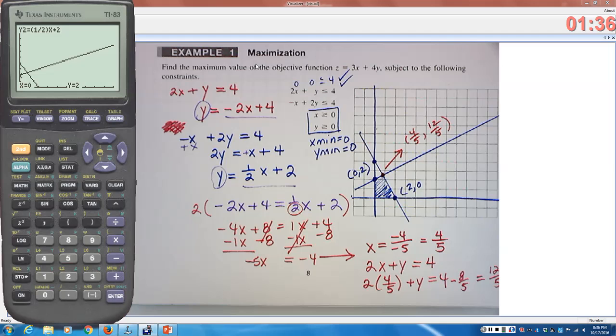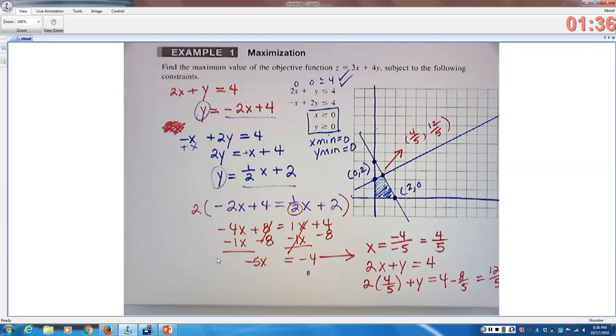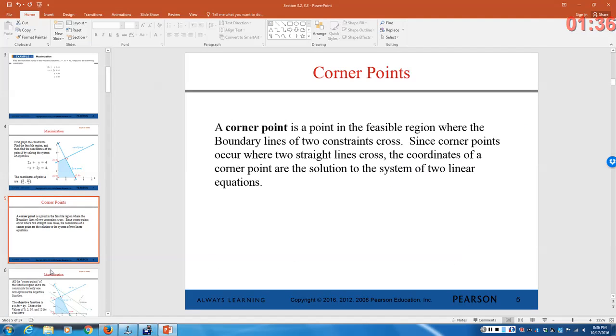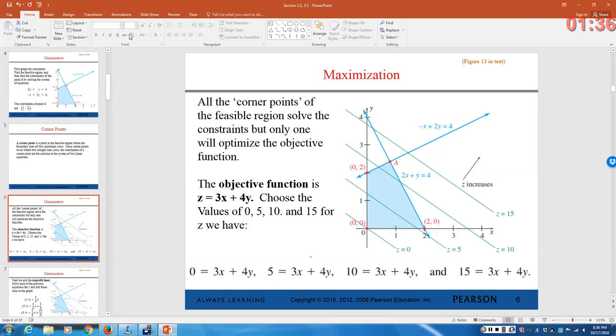Now, the way that you find that, let's pop back over to the PowerPoint for a second. We just talked about the corner points. This is how you're going to maximize your objective function. The first thing you do is you choose the values 0, 5, 10, and 15 for z. Let me get a blank piece of paper here so we can actually work through this, so you'll understand why we're doing what we're doing.